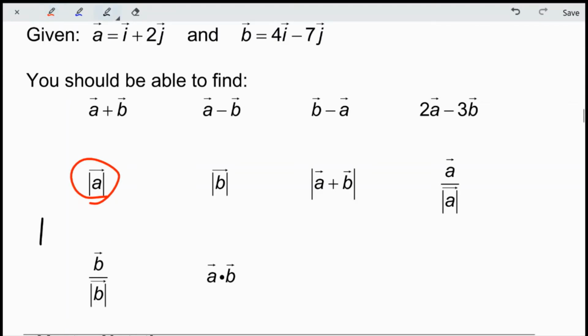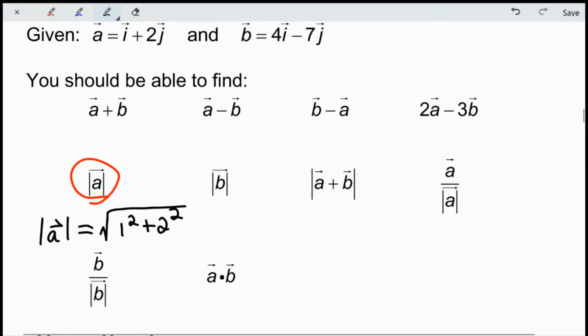If I want to find the magnitude of vector A, that's just going to be the square root. Just think of it as the Pythagorean theorem. So I'm going to do 1 squared plus 2 squared. The magnitude of vector A would be the square root of 5. That's the length of that vector. Remember, we're just thinking of it as a right triangle. The i component is one leg, the j component is another leg, and then just find the hypotenuse.